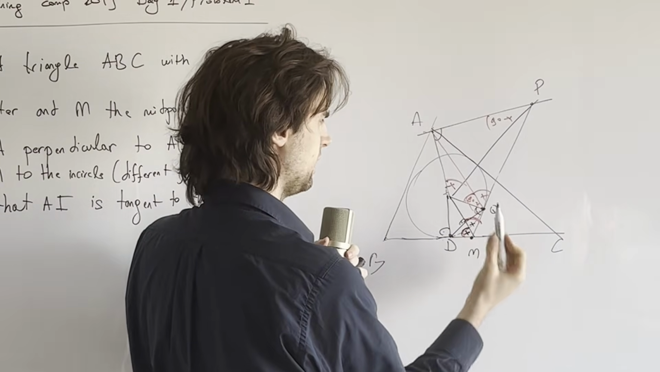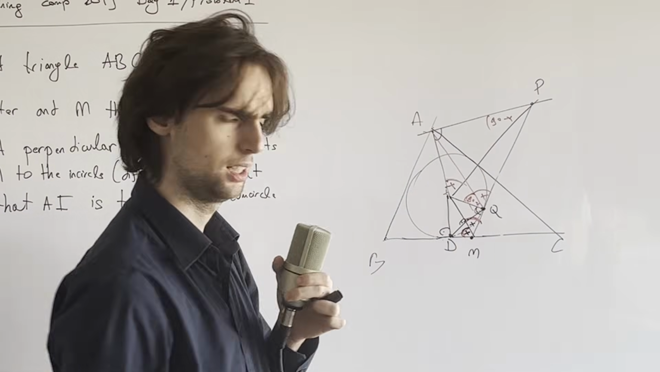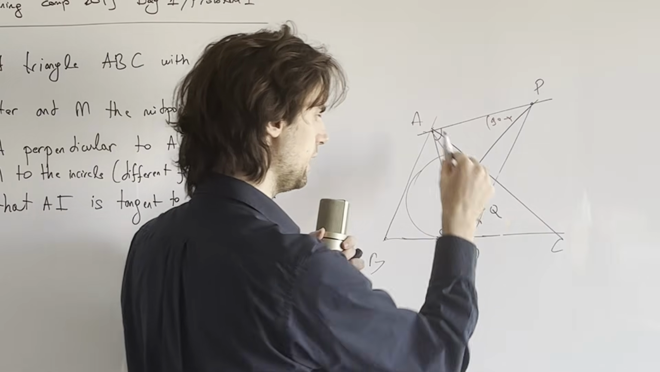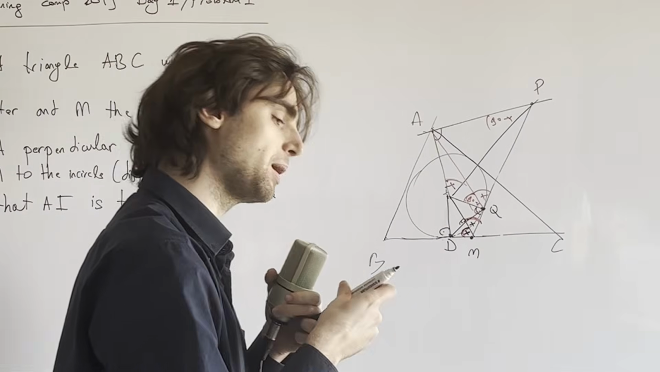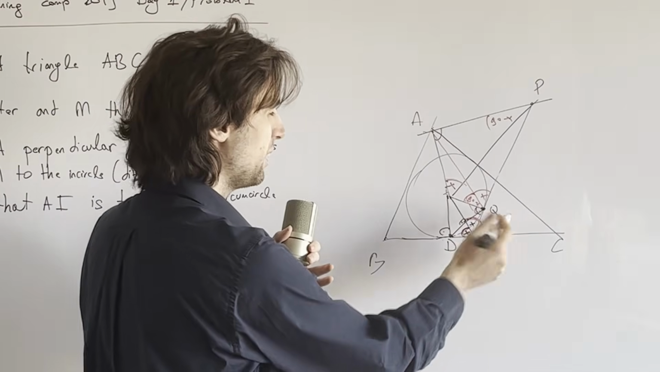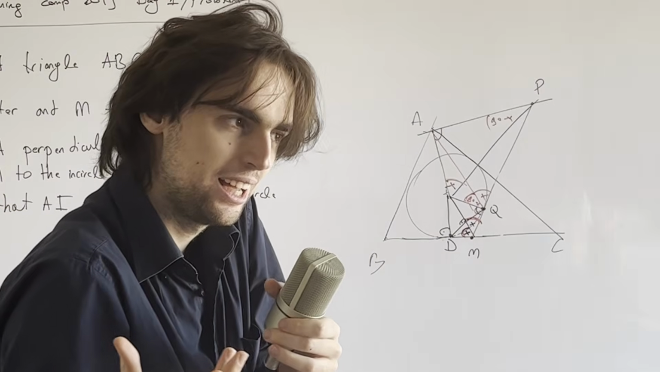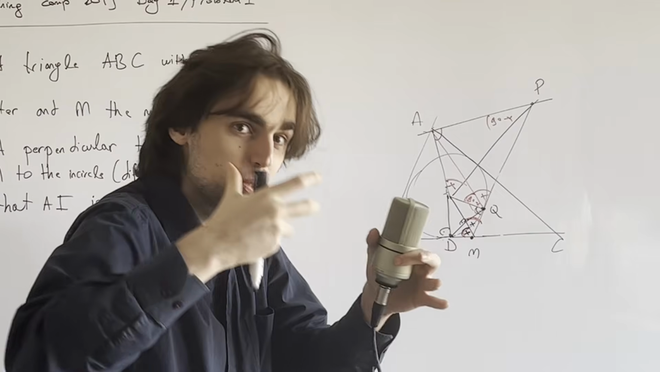Well, this means that if AQ and IM were to be parallel, I would have DQA is 90. Now, some of you may be asking, wait, does it make sense to look at point D? Well, it makes sense because you're talking about a tangent from M to the incircle. And if you're talking about tangents, there's two of them.